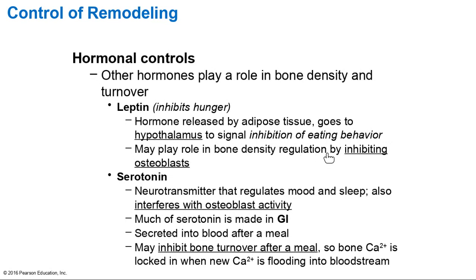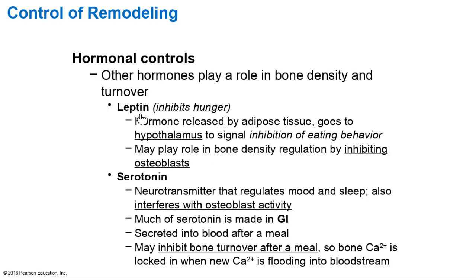So as far as bone, leptin may actually play a role in bone density by inhibiting osteoblasts. Okay, it's actually going to stop bone deposition. Because, well, we've had enough to eat. That means we've got enough calcium, we've got enough phosphate, we've got enough from our diet. We don't need to deposit it, therefore we need to excrete it.